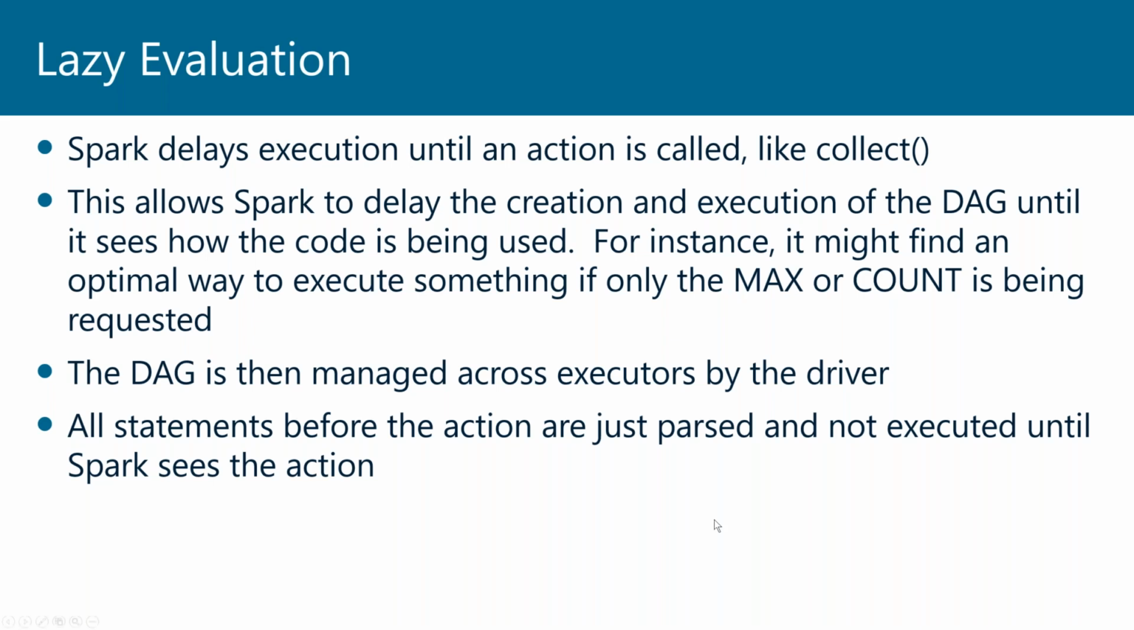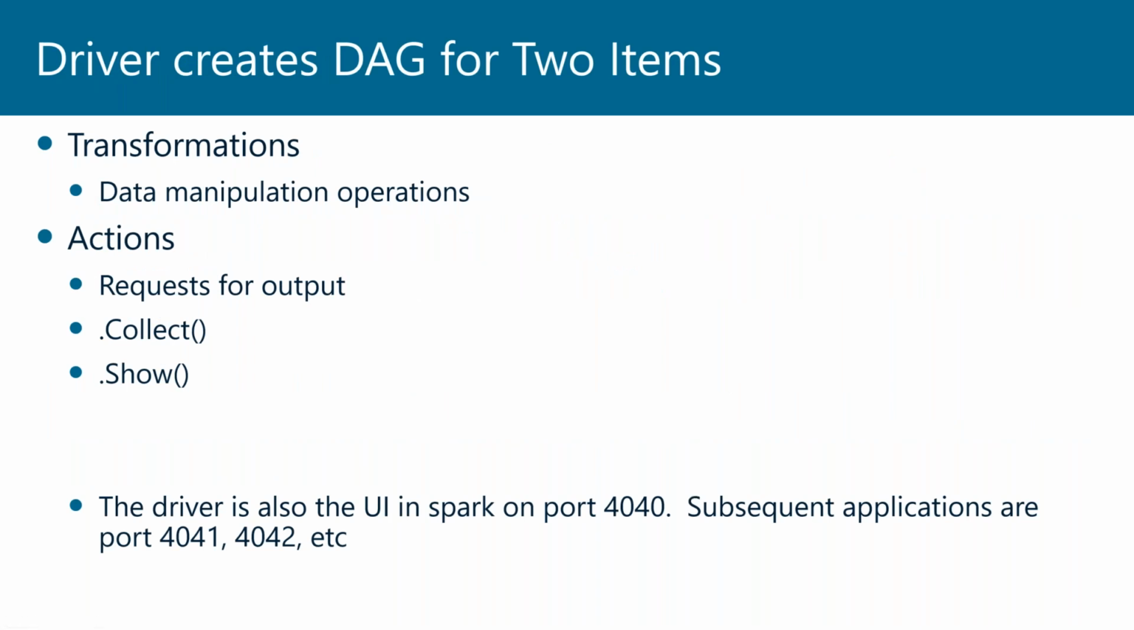So all statements before the action are just parsed and not executed until Spark sees an action. So inside Spark, every single line of code is divided into either a transformation or an action. So it's transformations that get delayed, and then actions actually make things work, okay?